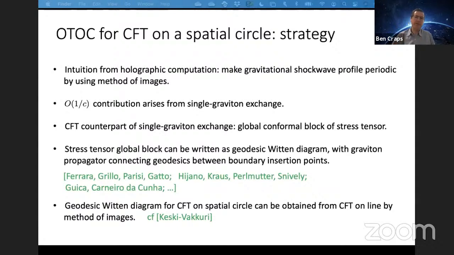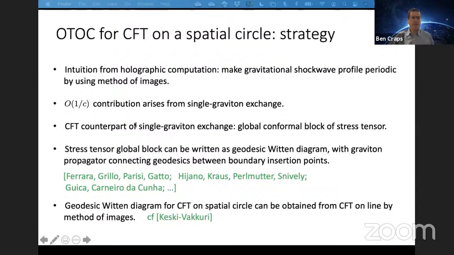Okay, let me first give you the strategy in words. So the intuition from the holographic computation is that when making the spatial direction compact, so when going from a black brane to a black hole, you had to make the gravitational shock wave periodic, and that you could do by using a method of images in the bulk computation, and that's indeed what we did.